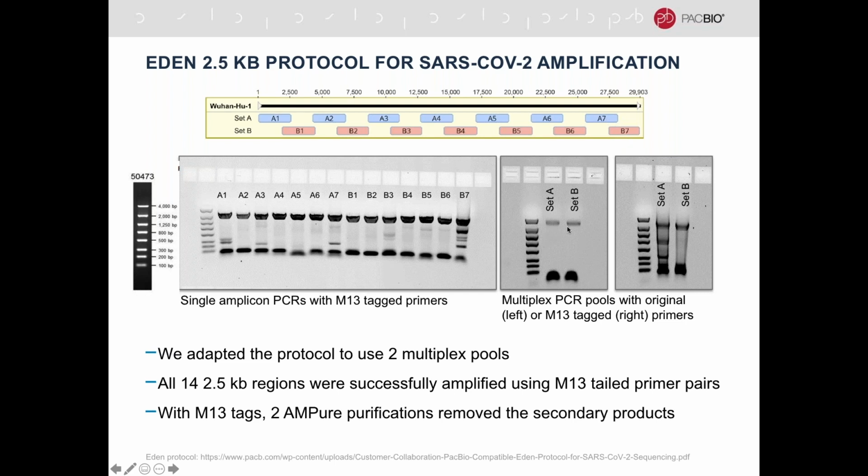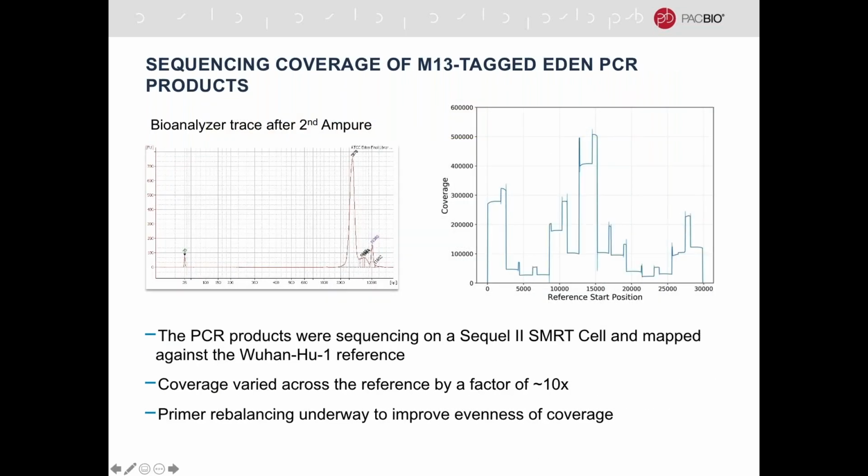And as you can see, you get nice amplification, either with the original primers as published, and also with our M13 tag versions. So you will notice that with pool A, you do get some side products with the M13 tag version, but these can be cleaned up with 2 AMPure purifications to get a clean result. And so here you can see the Bioanalyzer trace after the AMPure purification.